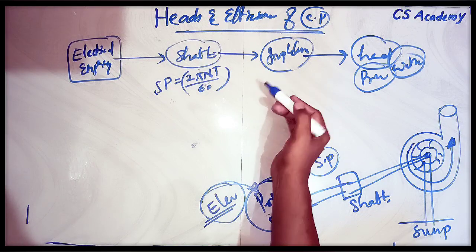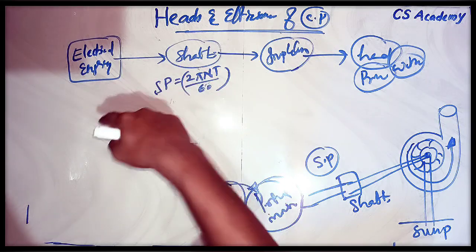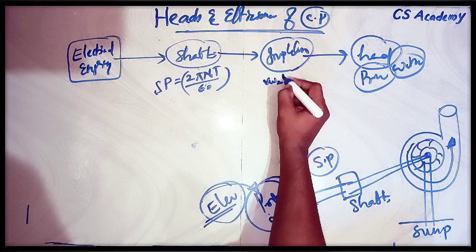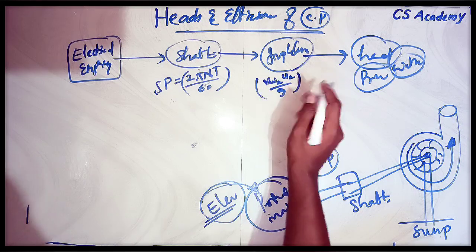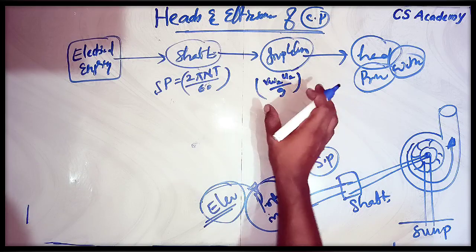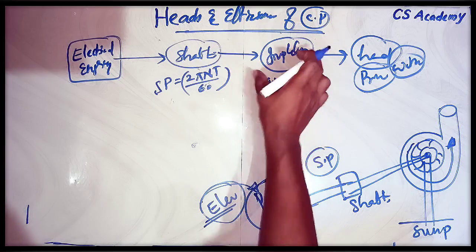As I told, impeller rotation is nothing but the work developed by the impeller. As I told in the previous minutes, the work developed by the impeller is nothing but Vw2 U2 by g. Just remember this formula. I will explain this derivation in the next session. No need to byheart anything, just remember it for this session. This is the work developed by the centrifugal pump.